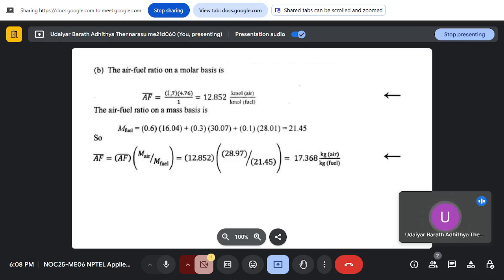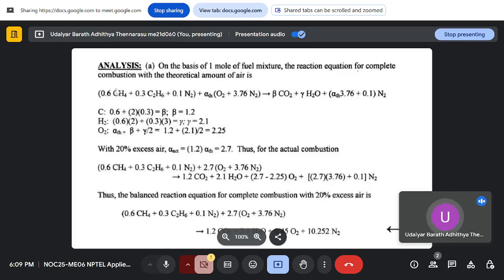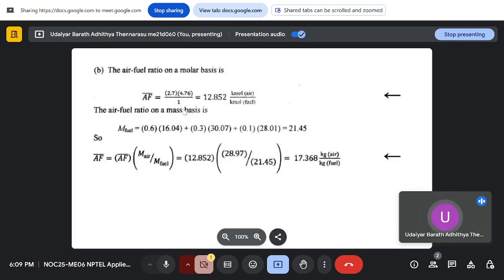and for complete combustion we require 2.7 moles of air. So 2.7 into 4.76 for 1 mole of fuel. Here we assumed that we are taking 1 mole of fuel, so that will remain the same, or else we have to divide by the number of moles of fuel. So 2.7 into 4.76 gives us 12.852. So that is the amount of kilomoles of air required per kilomole of fuel on a molar basis.